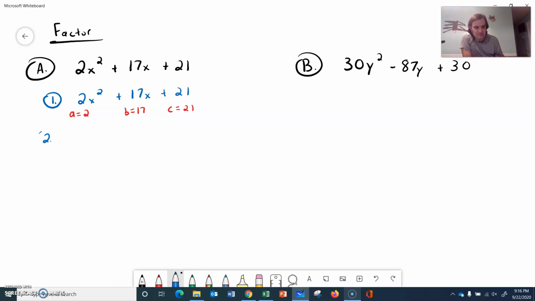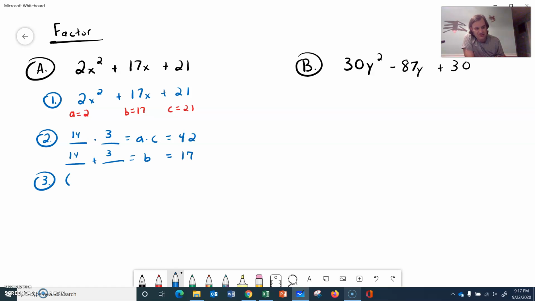Then we're going to look for our two numbers that we need to work with. We need two numbers that multiply together to give us A times C, and A is 2, C is 21, so that's a product of 42, and add up to be our middle term B, which is 17. So let's see here. I think those numbers should be 14 and 3. We know they're both the same sign, and we know they're positive, so 14 and 3 do work. We can double check that.